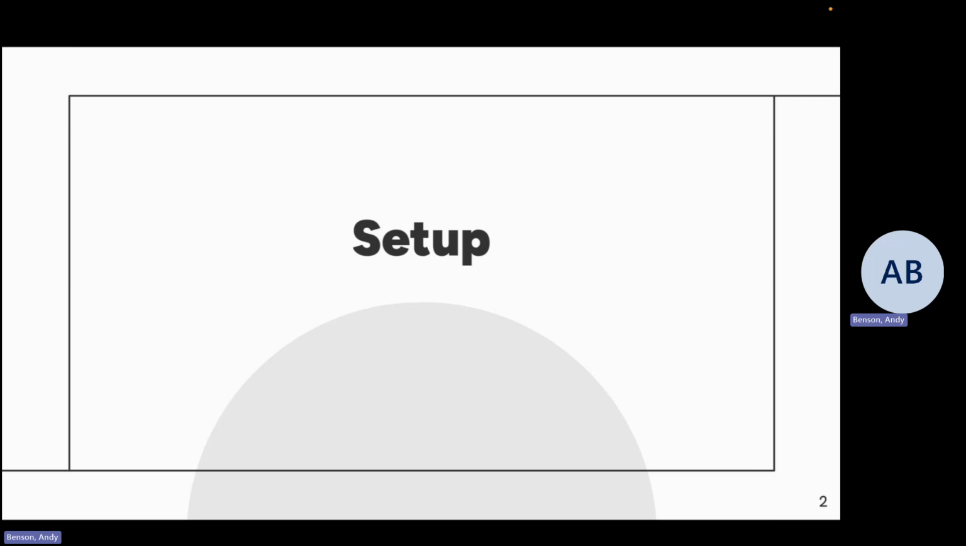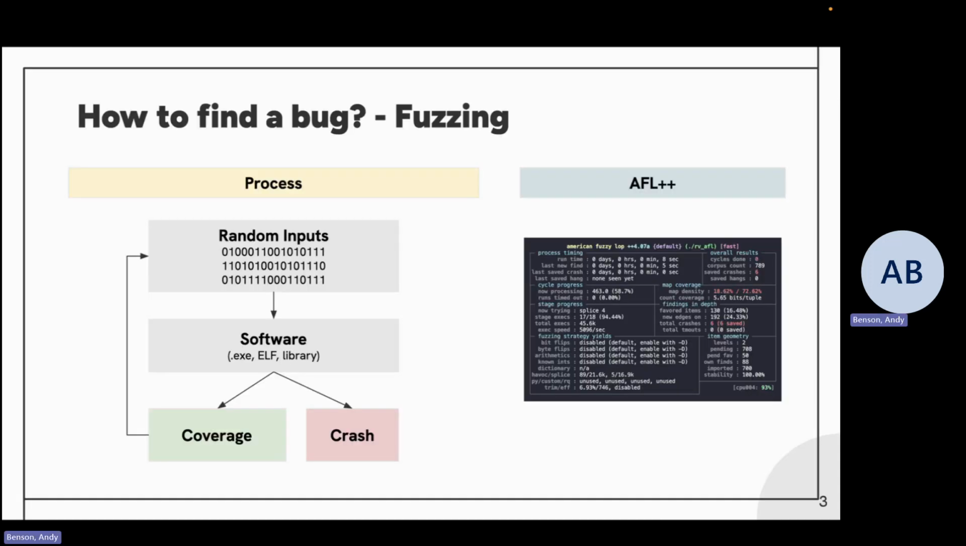So first, how did we set up our system to attack an emulator? To complete this attack, we used AFL++ to help us find a bug that we could then use to stage our attack. And AFL++ is an advanced open source fuzzer that has been used to find numerous bugs and vulnerabilities in a variety of programs.